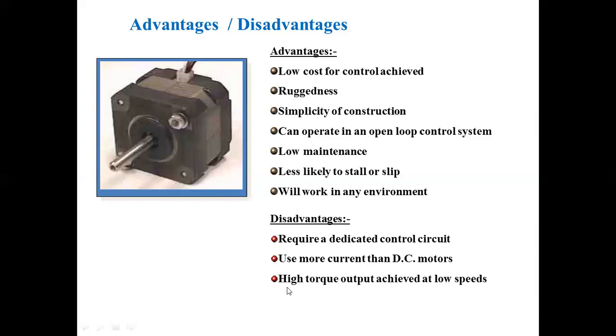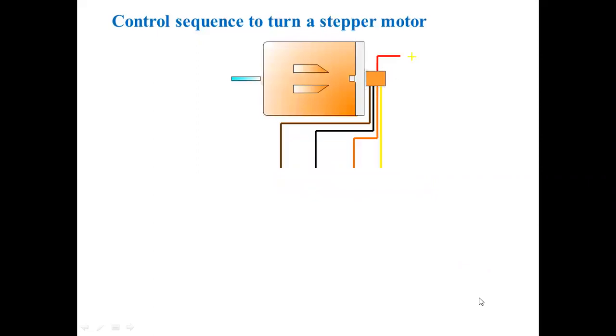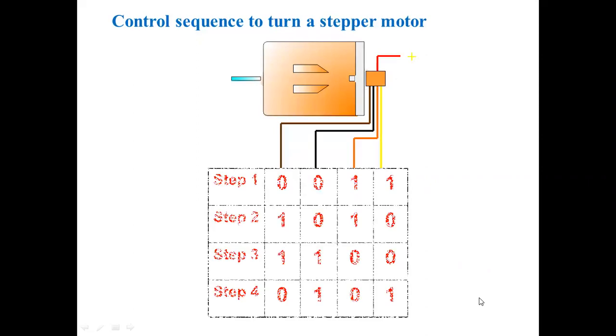And the next one is they use more current than DC motors. Why? Because each and every time, with respect to the switching circuits using logical circuits, the stator coils are energized and also de-energized. Because the current requirement is very high. High torque output is achieved at low speeds also. Nothing but whenever the speed is low, there is a possibility of high torque achievement.